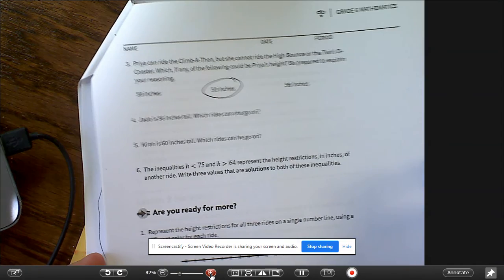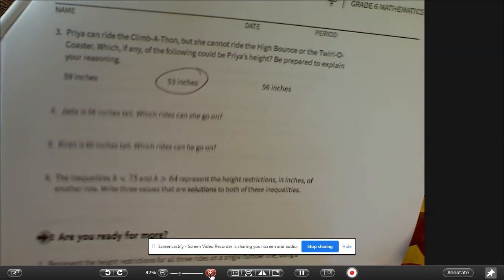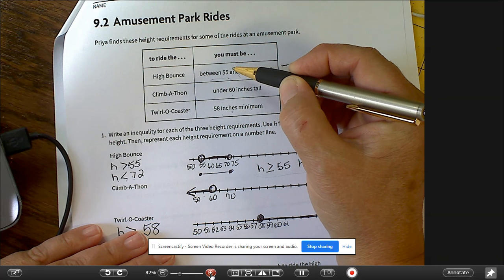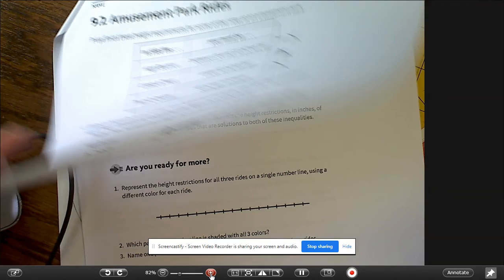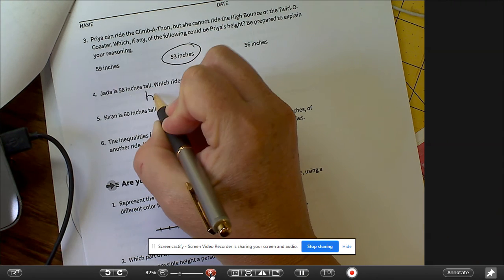All right. Jada is 56 inches tall. Which rides can she go on? I have to keep going back and forth. So she's 56. She can go on the high bounce. She can go on the climathon, but she cannot go on the twirl coaster. So let's put that on here. She can go on the high bounce or climathon.